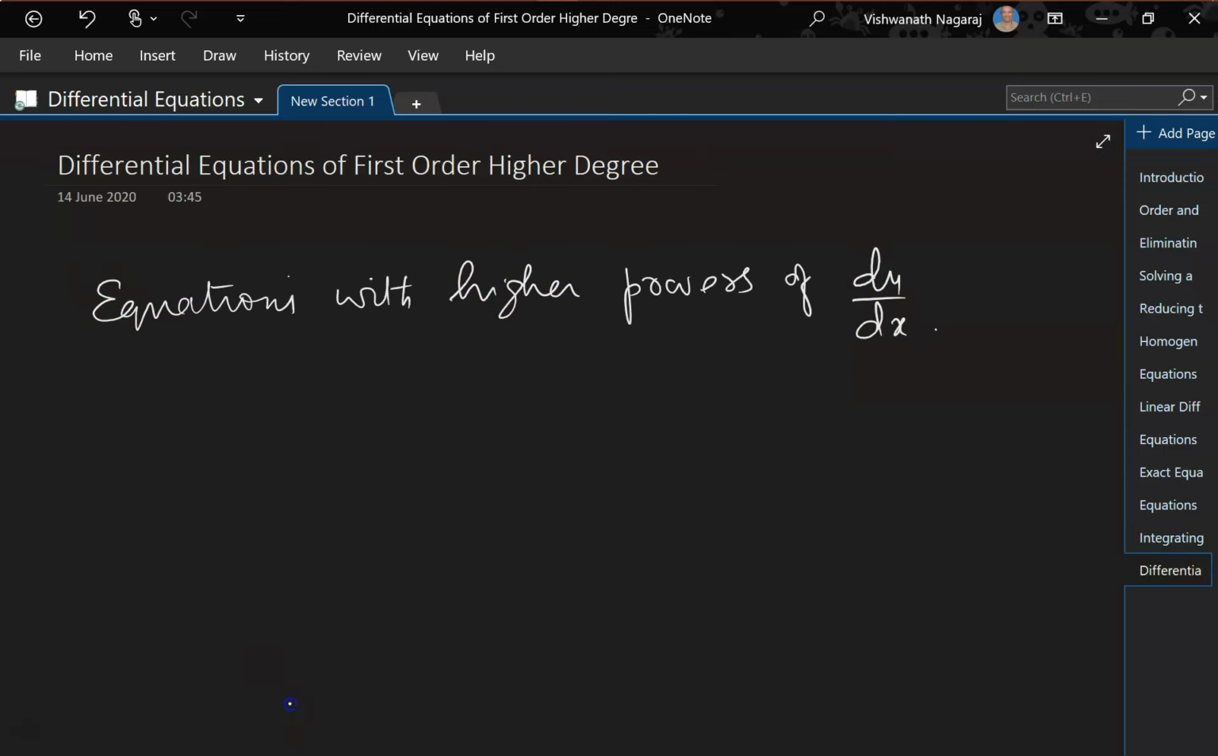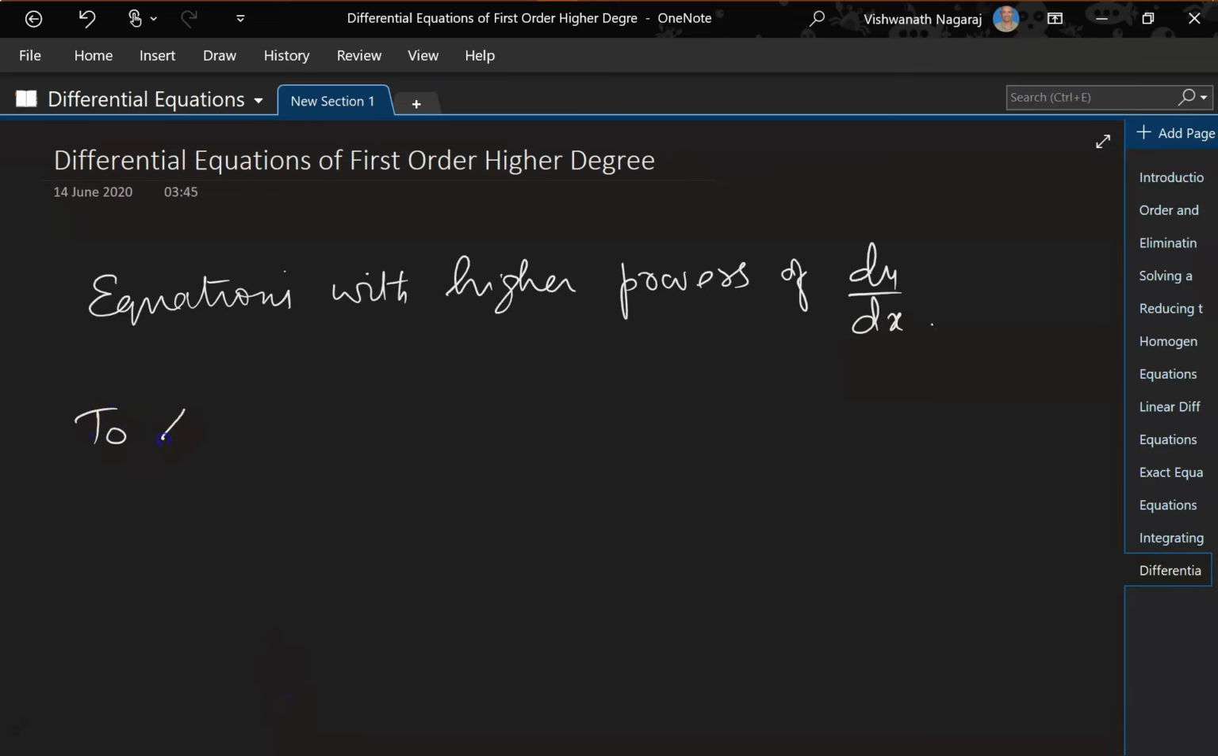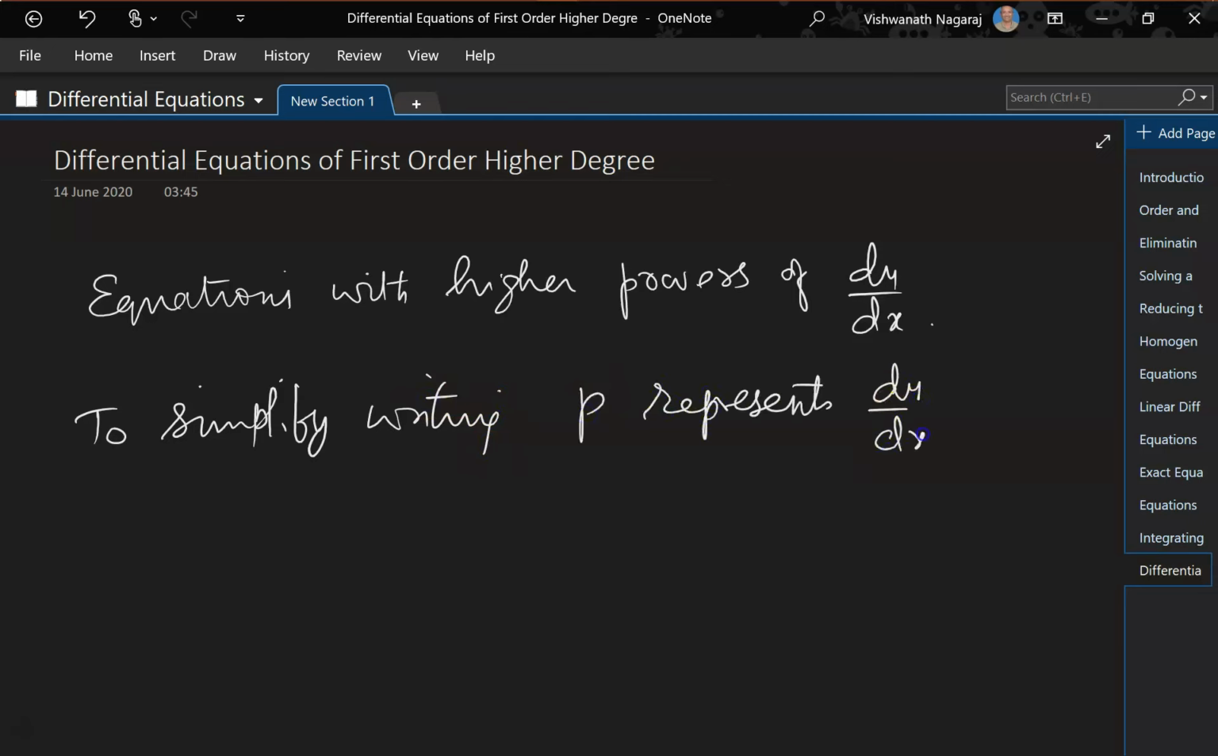Now to simplify the writing of dy by dx, because we will be writing dy by dx quite a lot of times, we'll say p represents dy by dx. At some point in solving problems, we will replace p with dy by dx.